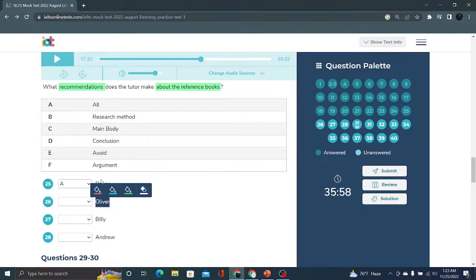So the answer would be F. As he was saying, I heard that his argument is very strong, but the book is a little difficult. And the lady was saying yes, you're right, but I still recommend you to know about his argument. So here we have argument in the options. So the answer would be F for 26. Okay, now we are going to listen for question number 27.